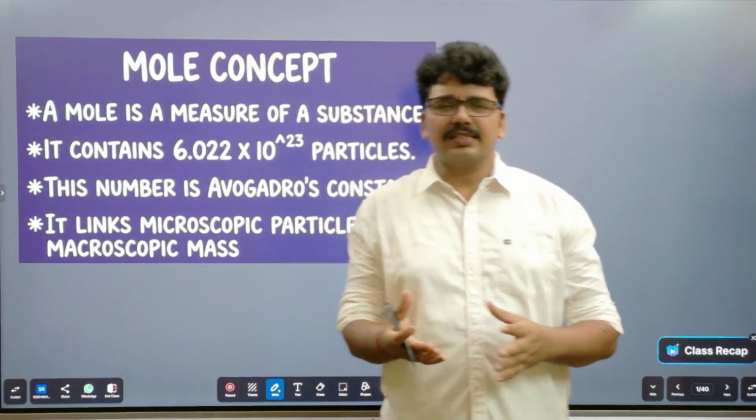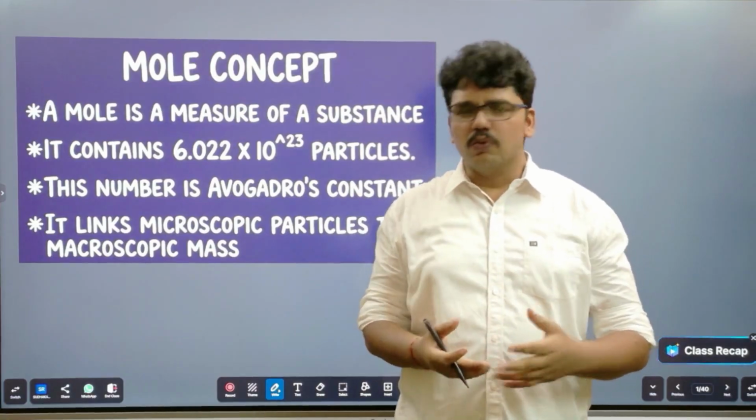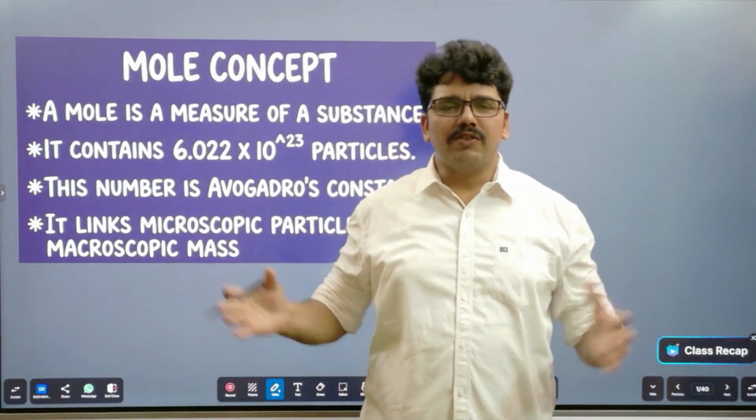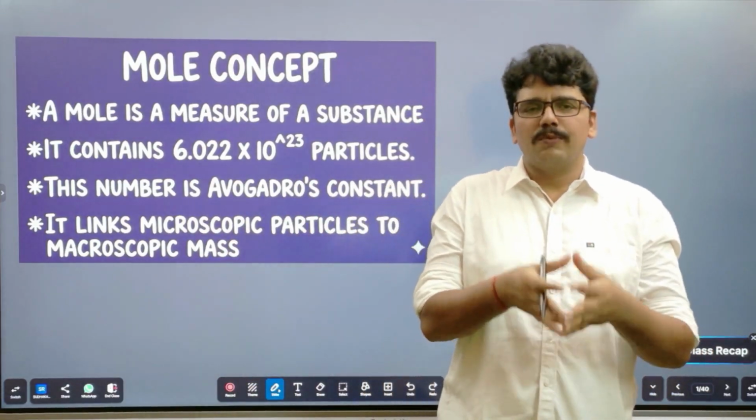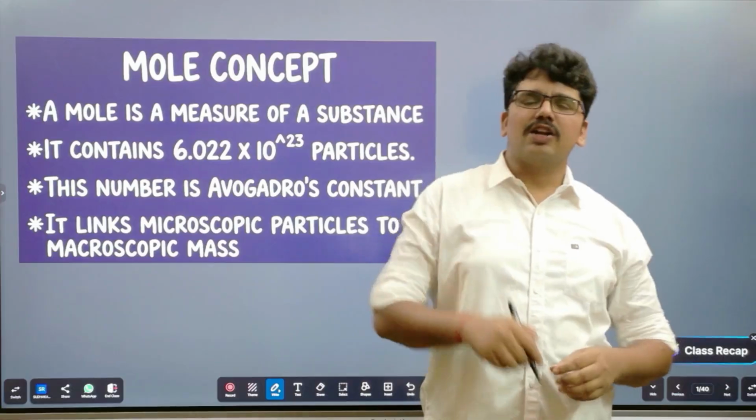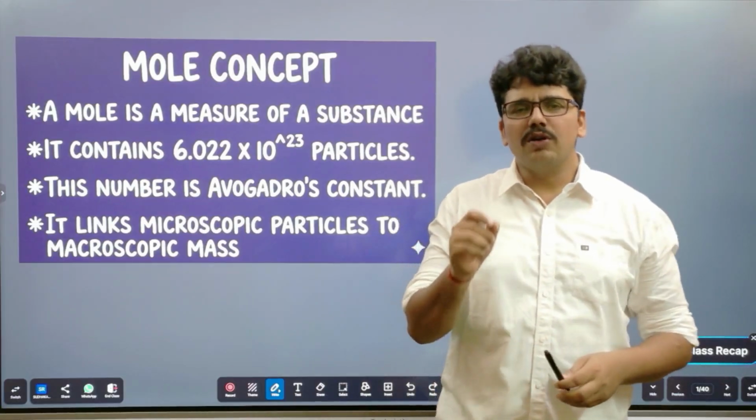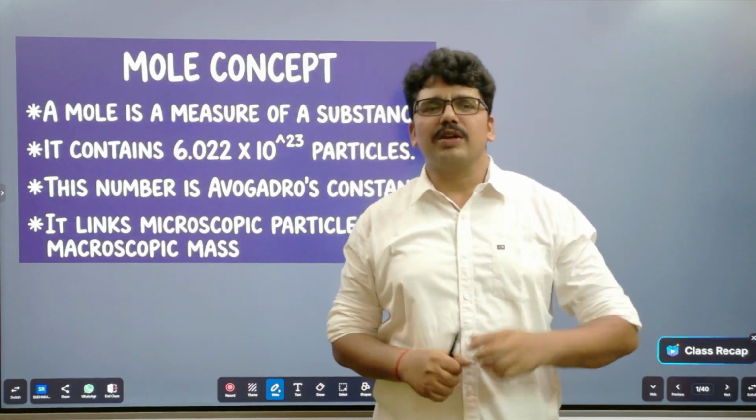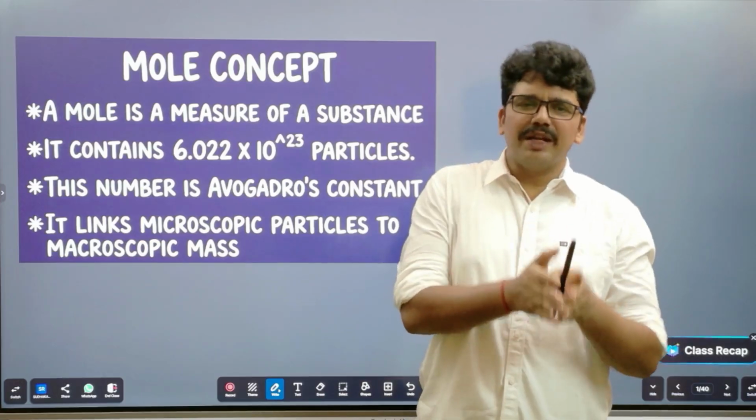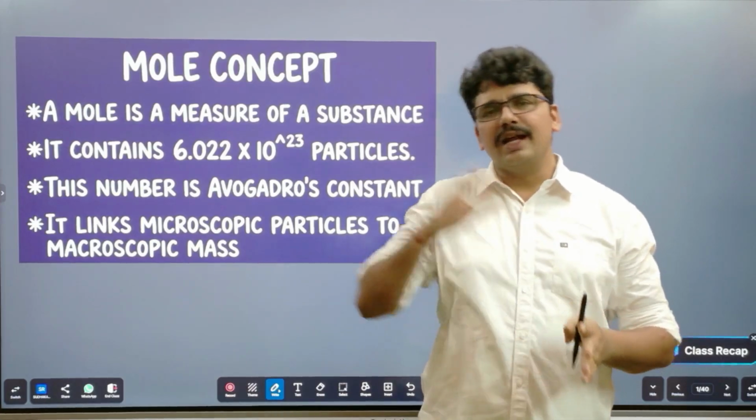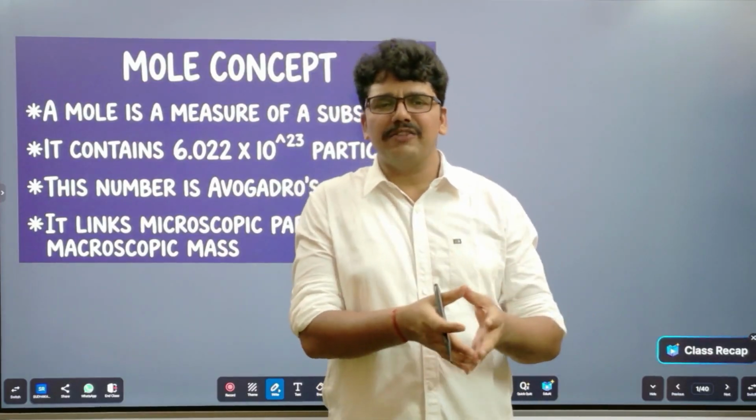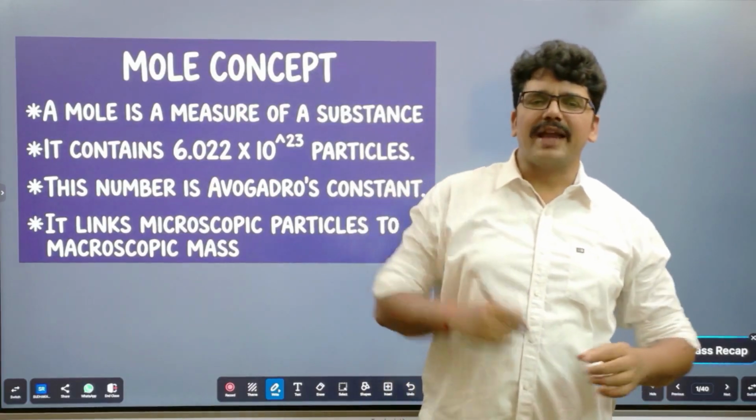In chemical reactions, we study 1 mole of reactant or 2 moles of products, so our discussion is in terms of moles. Mole is a measure of a substance, and 1 mole of a substance contains Avogadro number of particles. This mole gives the connection between microscopic particles and macroscopic mass. Mole is a bridge between microscopic particles and macroscopic mass.